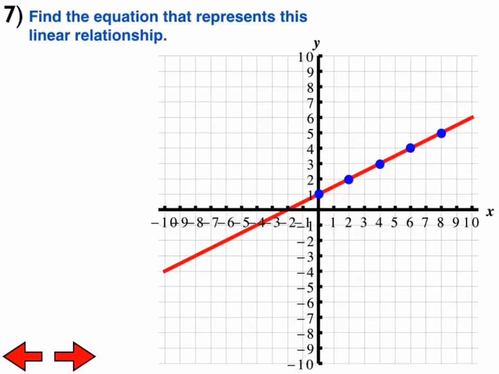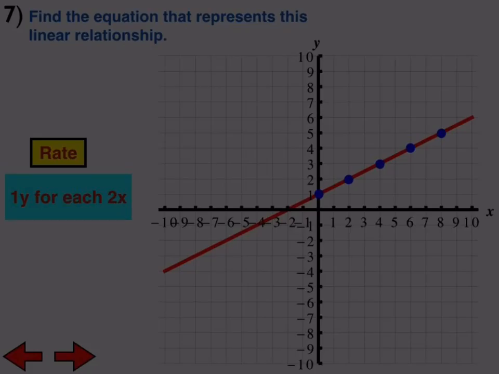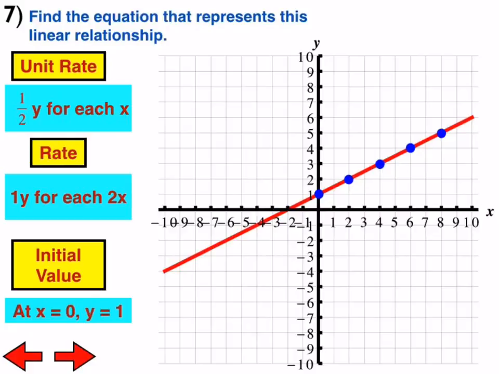Here is here. The rate going between point and point is a rise of 1y. Right here, 1y for every 2x. That's the rate. That, of course, is not the unit rate because that's not simplified. The unit rate would actually be 1/2 of a y for each x. And then the initial value, of course, is when x is 0, y is 1.